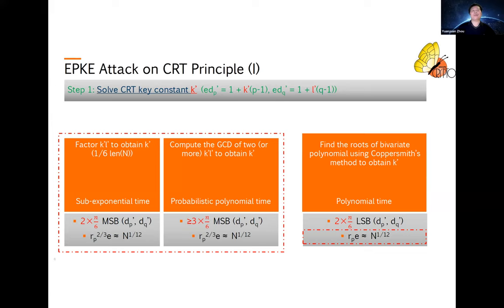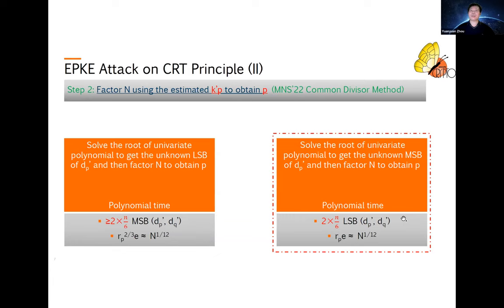And this product of K prime times L prime is at the size of 1/6 of the modulus. And we have experimentally verified it's very feasible with a very average PC, within minutes or at most some hours. And the second scenario in the MSB case, imagine we have multiple DQ primes available, and then we just compute the GCD to get K prime. And in the LSB case, it's very similar to the Eurocrypt work. We also use the Coppersmith method to get K prime. The only thing is the polynomial is different from the Eurocrypt one.